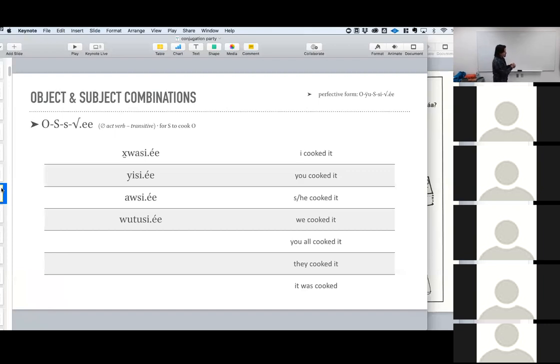Wutusei. So now if you have any sort of verb that has an S classifier, it's going to be wutuse every single time. Wutuse, wutuse, wutuse. Then the root's going to change. Right? So this is how we start internalizing these patterns. And it's also going to be chwase, yise, ause. Right? So for example, we'll do that at the end. I'll change the verb root on you and show you how it's the same. Y'all cooked it.